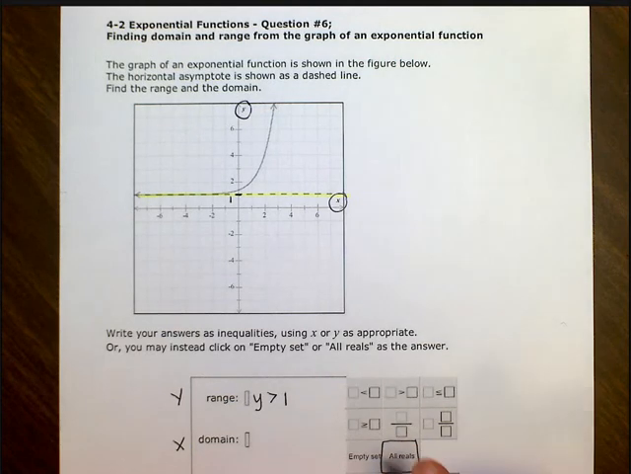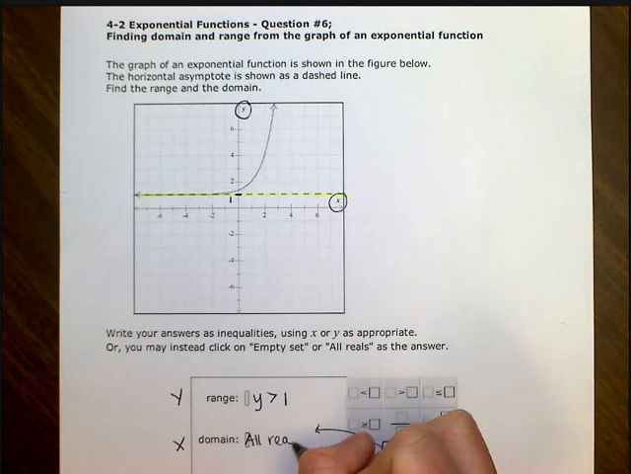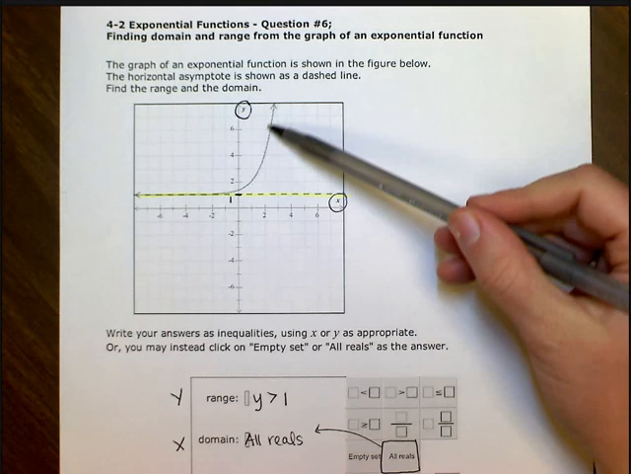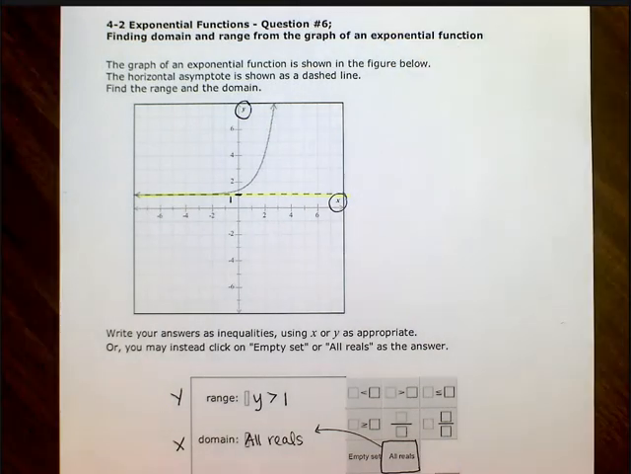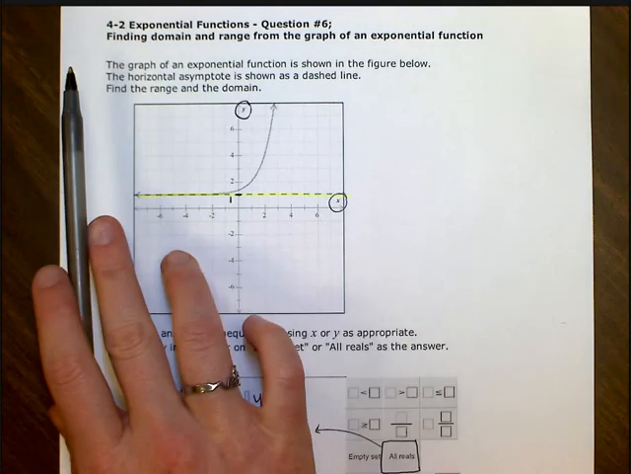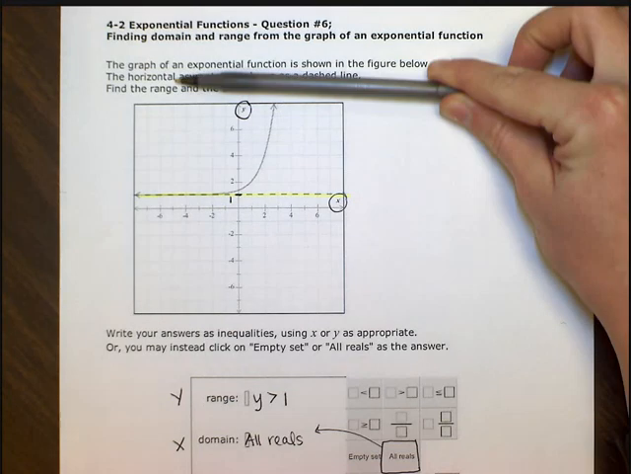That's the case for the domain because we can go as far as we want negative and we can go as far as we want positive, even though it will take a long time because of how steep that line is. So our domain is all reals because we're not restricted to the right and the left, and our range is greater than 1 because we're restricted by that asymptote at 1.